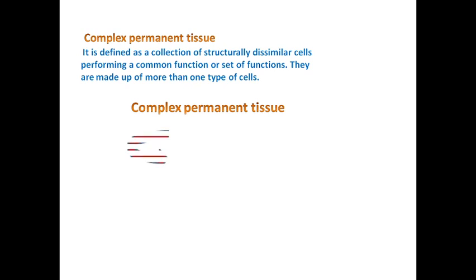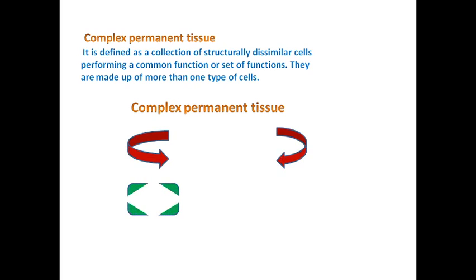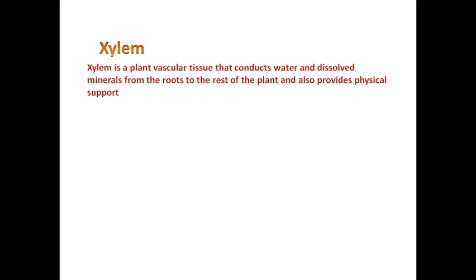Now let me tell you here, as I have already told you, this complex permanent tissue is of two types. Number one is xylem and number two is phloem. Together they make up the vascular bundle of the plant, or vascular tissue of the plant. So today we'll be starting with the xylem in detail. So let me tell you what xylem actually is.